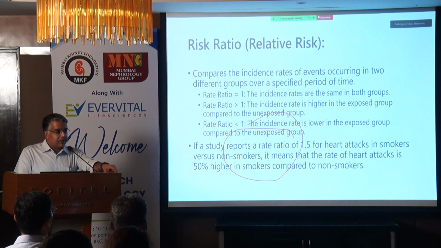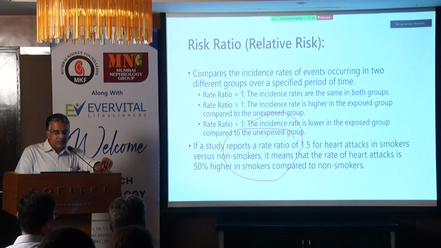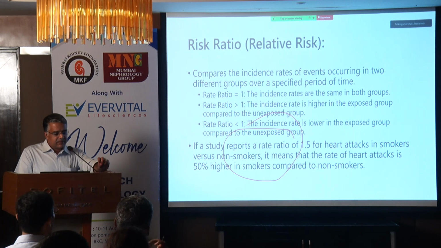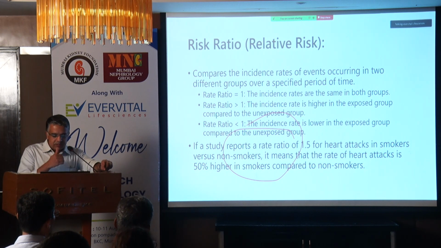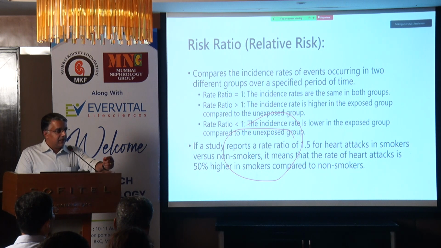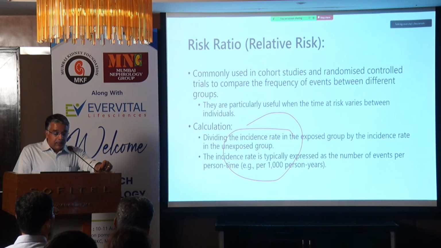There is something called relative risk or risk ratio, where you are comparing incident rates of events in 2 different groups. Again, it's similar in the sense you look at whether it is more than 1, less than 1, equal to 1, and accordingly you decide whether the incidence is higher in the exposed group compared to the other group. And if it is 1.5, then it means that it is 50% higher. So here also you are getting an association and the quantum of the strength of association, and it is usually used in cohort studies.